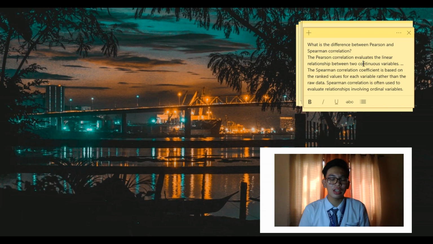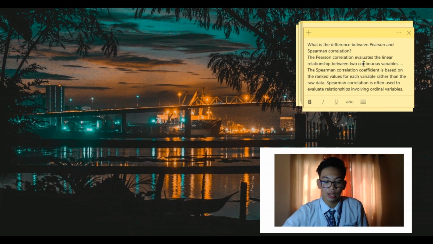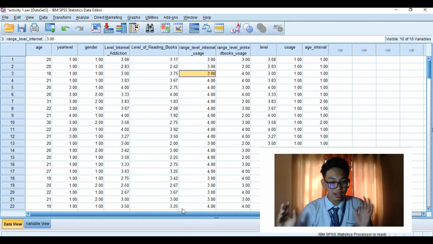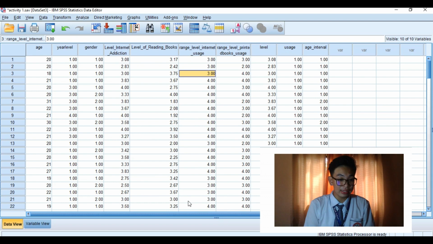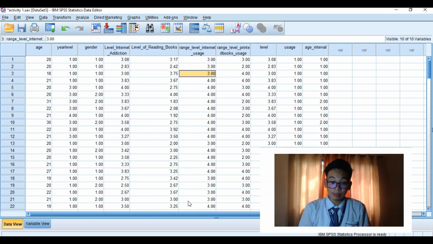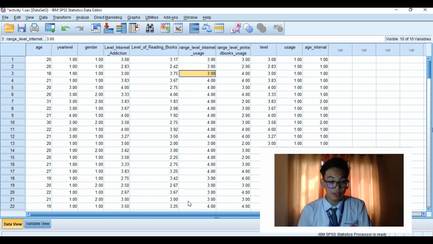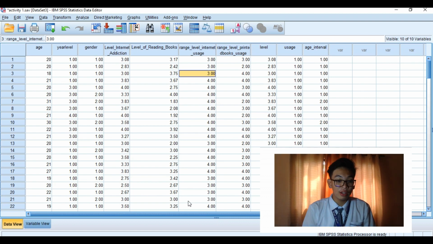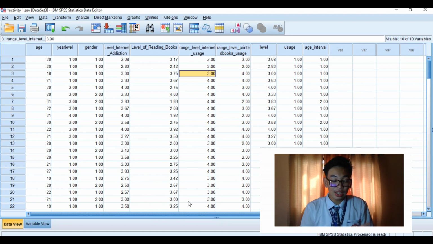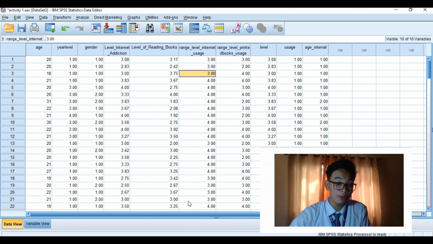But how can we check if the data that we have is parametric or non-parametric? Let's dive in here in our data. The data here aims to explain the correlation between the age, the year level, and the gender to the level of internet addiction and level of reading books. So let us see if the data here is parametric or non-parametric.